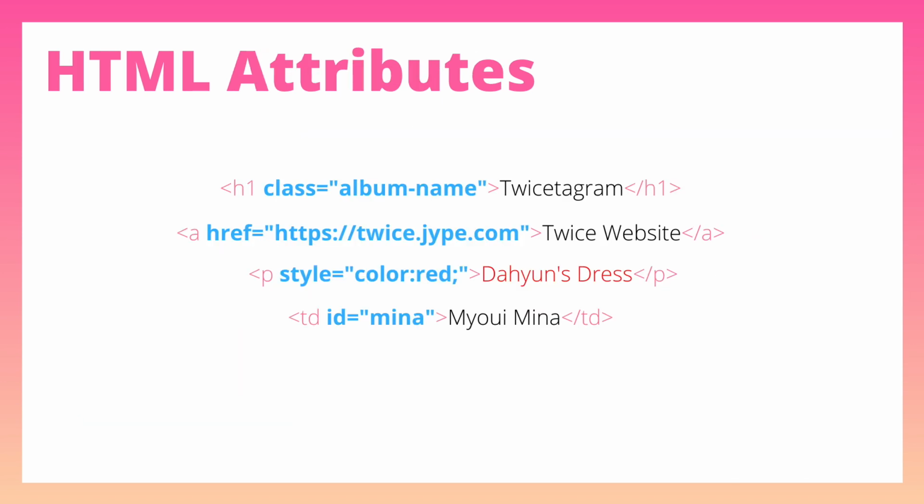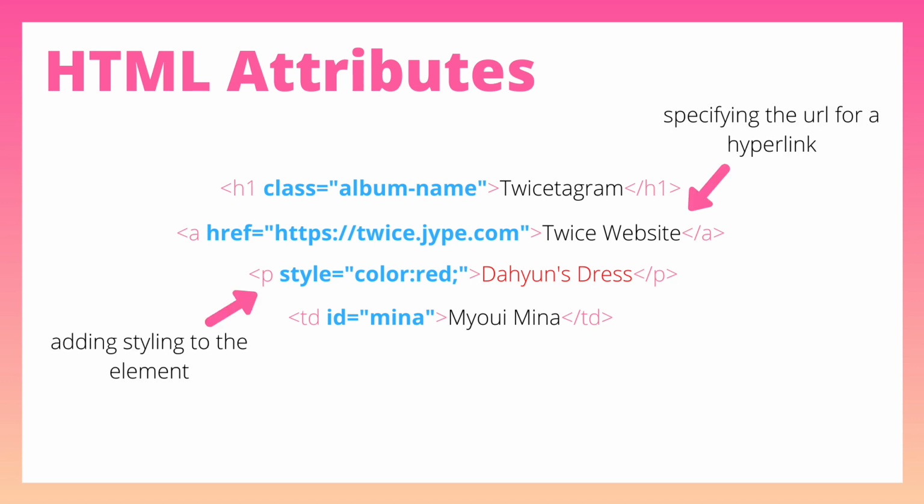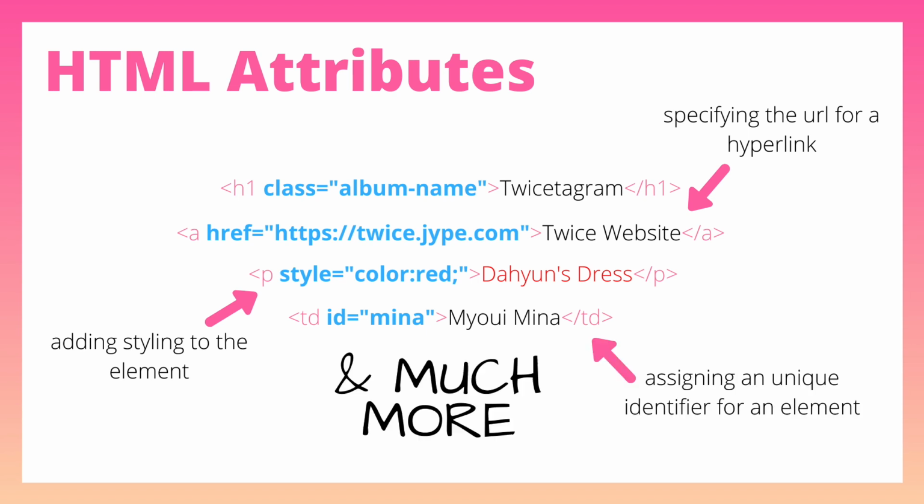Elements can also have attributes within the start tags. These attributes contain extra information that does not show up when the page is rendered. These attributes can be used for a variety of reasons, like adding styling to the element, specifying the URL for a hyperlink, assigning a unique identifier for an element, and much more.